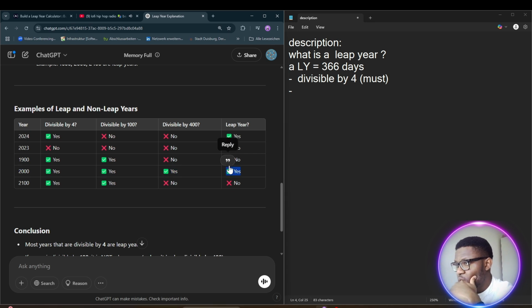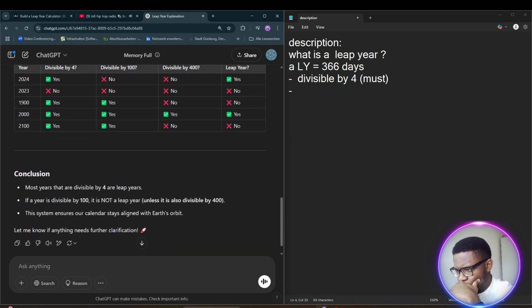How do we say it again? Two interesting cases. Most years divisible by 4 are leap years. If a year is divisible by 100, it's not a leap year unless it's divisible by 400. The system ensures that the calendar stays regular.